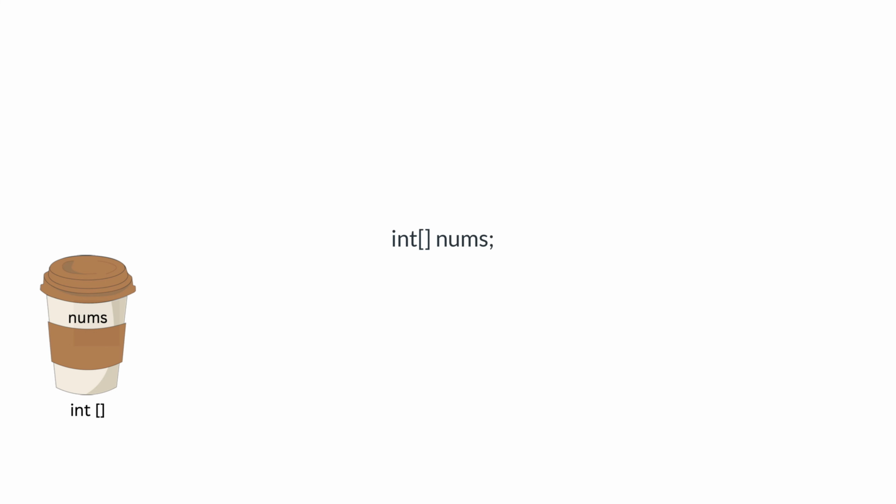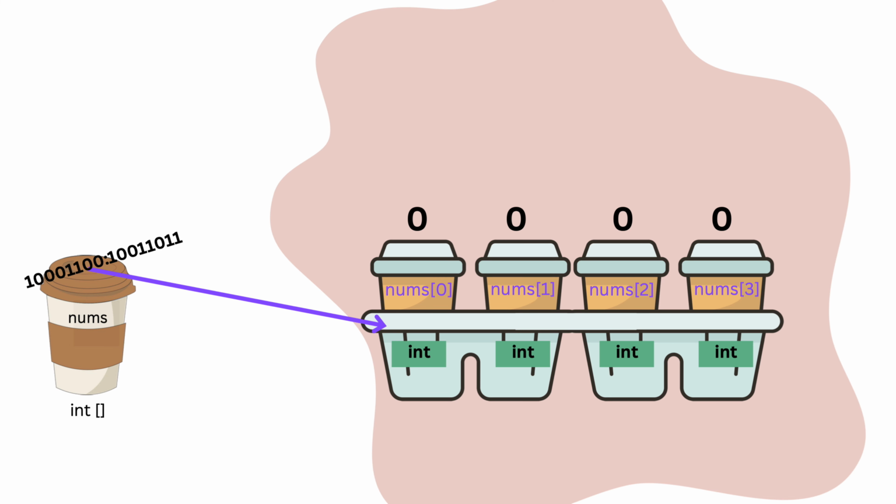Recall our coffee cup example from the past few lessons. When we declare an array, we create a variable that can reference arrays of a specific type, in our example, an array of ints. When we initialize the array, memory is allocated, and our variable now references the memory location at the start of the array. We use indexes to refer to the individual elements of the array at this point.